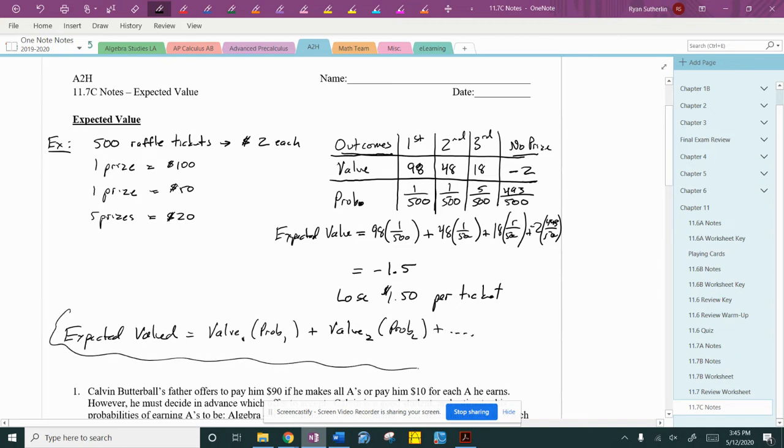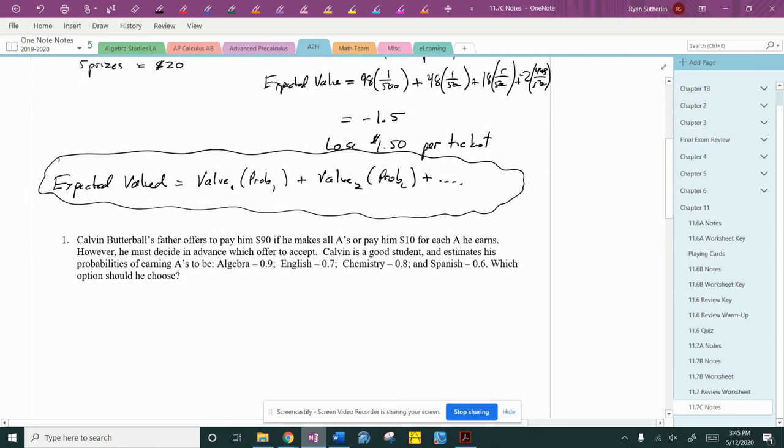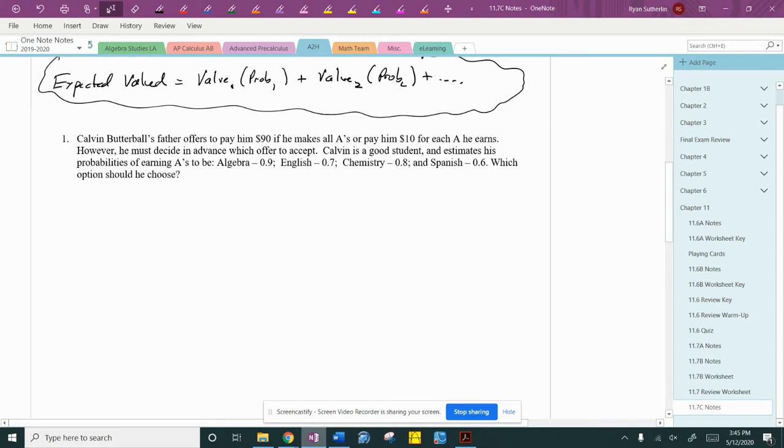And I just add those up and that will give you the expected value. So let's take a look at an example here. Number one, Calvin Butterball's father offers to pay him $90 if he makes all A's or pay him $10 for each A he earns. However, he must decide in advance which offer to accept.